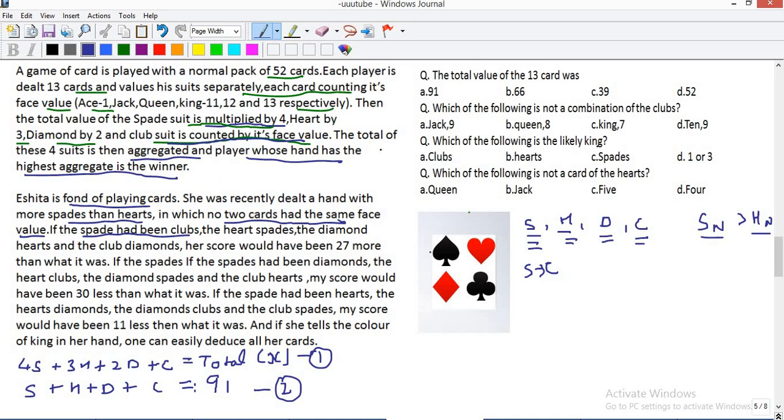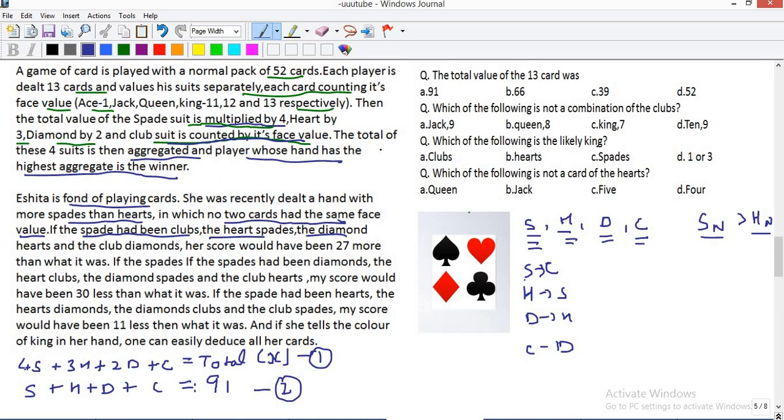And what else? The heart spades. Okay, so the heart becomes spades. The diamond hearts and the club diamonds. Okay, so the diamond becomes hearts and the club becomes diamonds. So now what will happen? Now spade has become clubs.